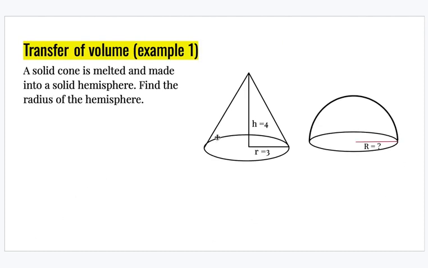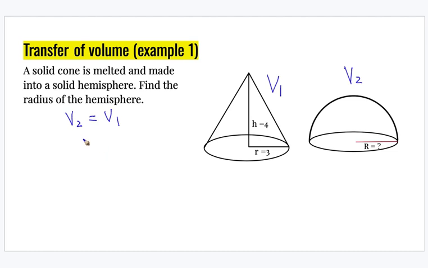Now let's take a look at another use of the formula. In this case here is the transfer of volume, when one volume becomes another. So they should have the same volume because one is made from the other. Therefore, to solve this kind of sum, we just equate their volume. The volume 1 is the volume of the cone.